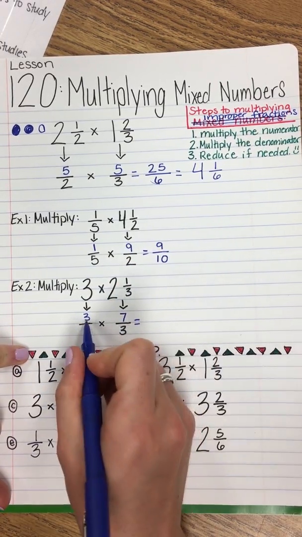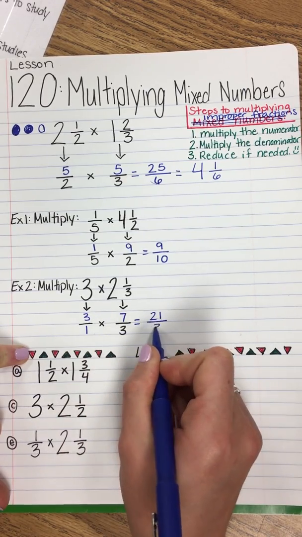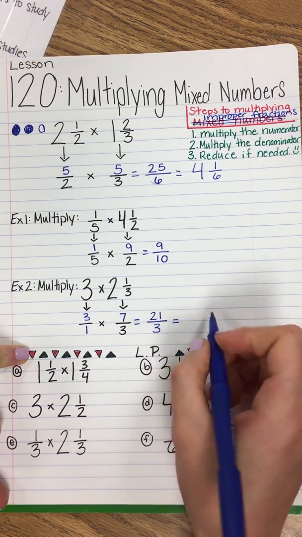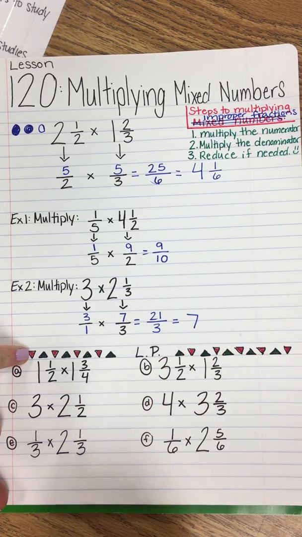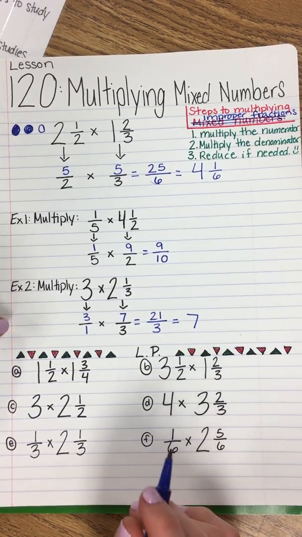Then you're going to multiply straight across. 3 times 7 is 21, and 1 times 3 is 3. And you're going to simplify, and look, 3 can go into 21 7 times. Our answer is this even 7. Wow. Wow. We can do it. This isn't actually that hard. Miss Sparks, this is so easy.